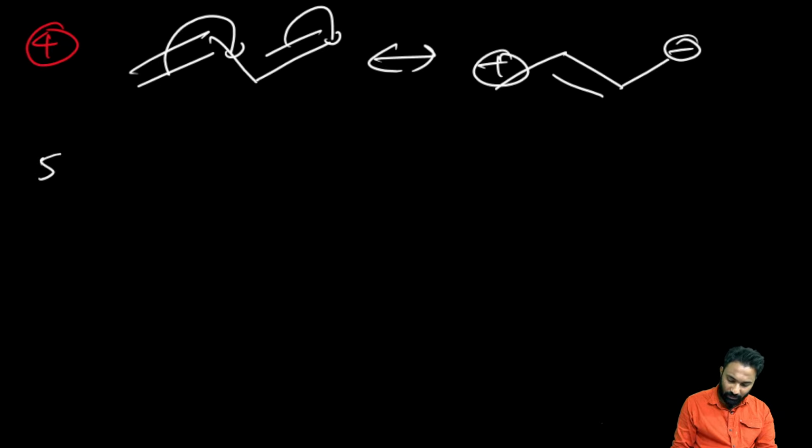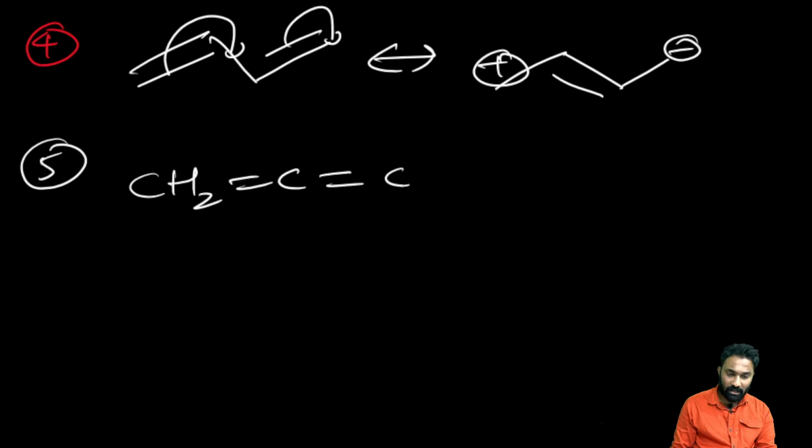Next, fifth one. If they have given a cumulative diene, is the conjugation possible in the cumulative diene?